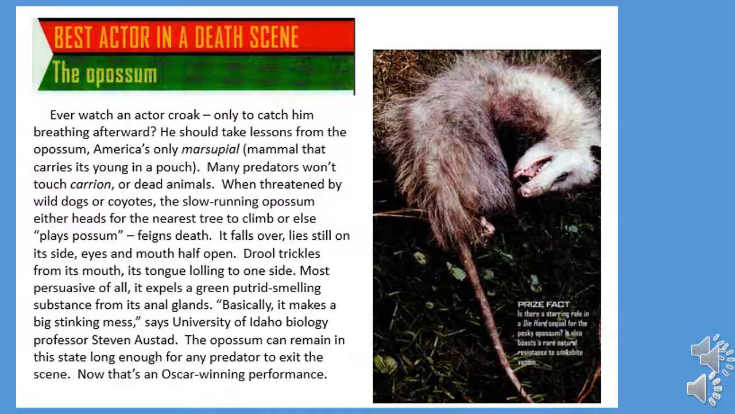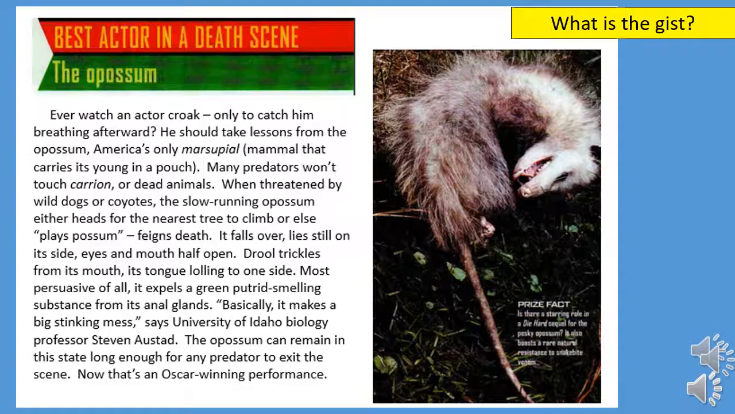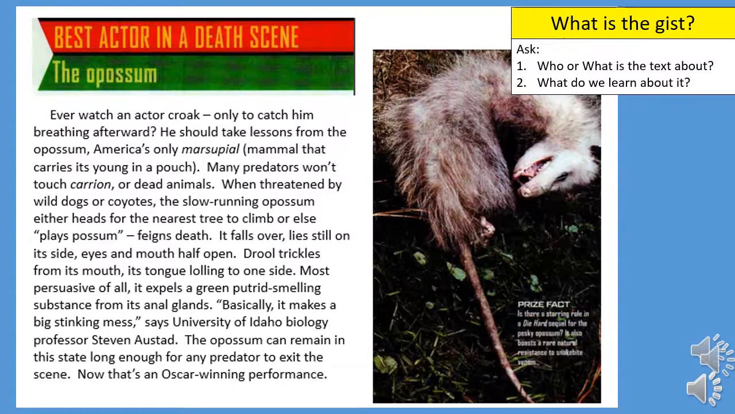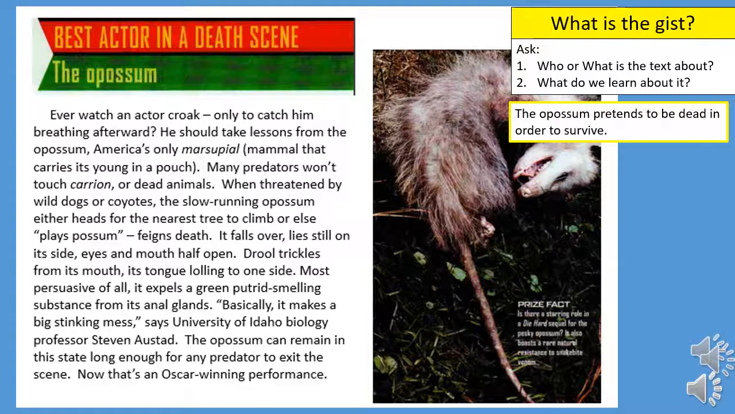Now it's time to think about the gist. Remember that when you are figuring out the gist, you ask yourself who or what is the text about, and what do we learn about it? So who or what is this text about? It's about the opossum. And what do we learn that the opossum does? Well, we learn that the opossum plays dead, and this is one way that it tries to protect itself from getting eaten. So our gist statement is the opossum pretends to be dead in order to survive.